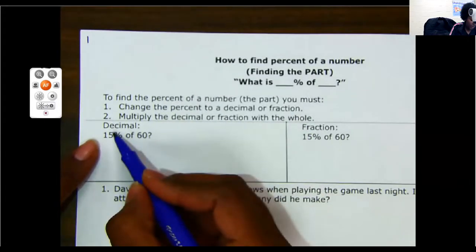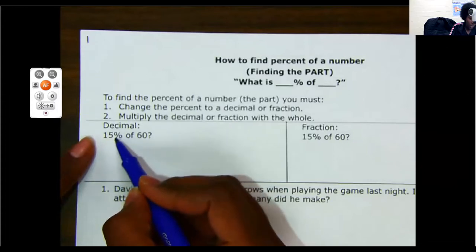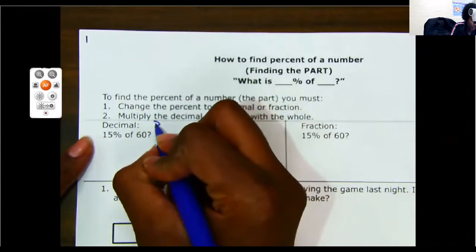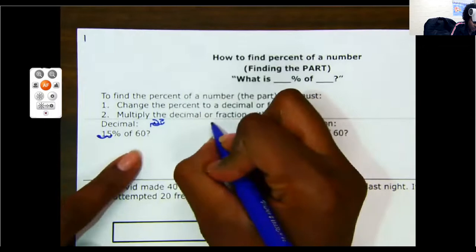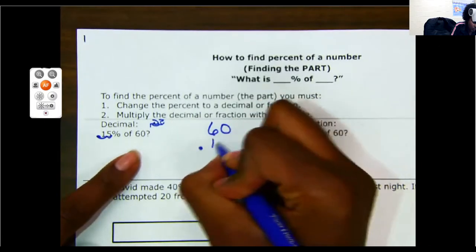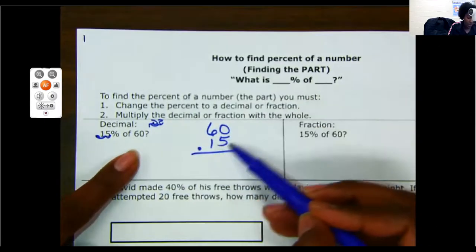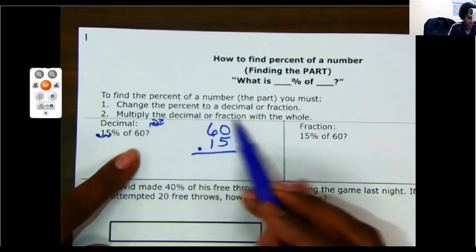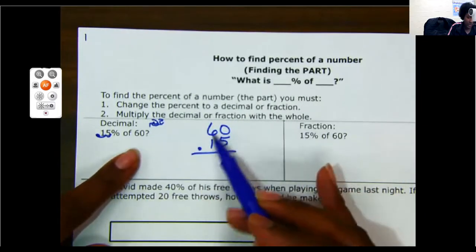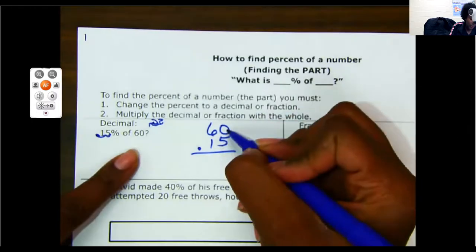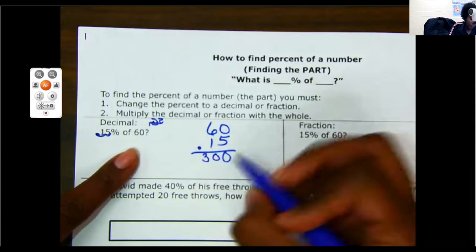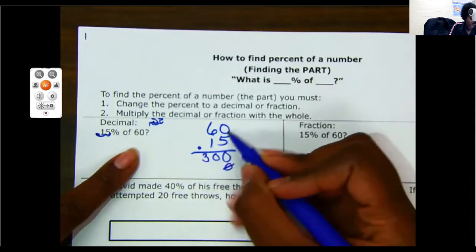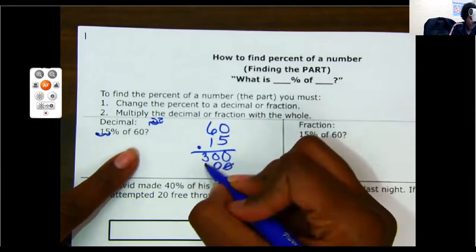So look at the first one, a decimal. Remember, Dr. Pepper changes a percent to a decimal by moving 2 to the left. So I'm going to start at the back, 1, 2. So I'm going to put 60. And I'm going to be multiplying that. Multiply the decimal or fraction with the whole number. So here's my decimal and I'm multiplying it. 5 times 0 is 0. 5 times 6, 30. 0 placeholder. 1 times 0 is 0. 1 times 6 is 6.